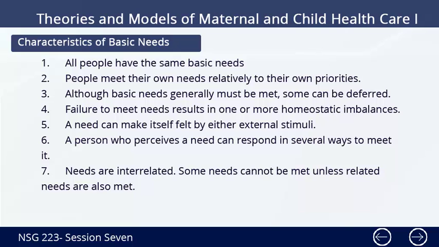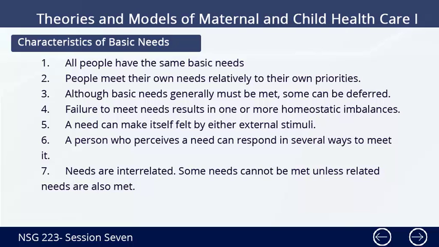5. A need can make itself felt by either internal or external stimuli. For example, the need for food. A person may experience hunger as a result of thinking about food, internal stimulation, or as a result of food aroma, external stimulation. 6. A person who perceives a need can respond in several ways to meet it. The choice of response is largely a result of learned experiences and the values of the culture.